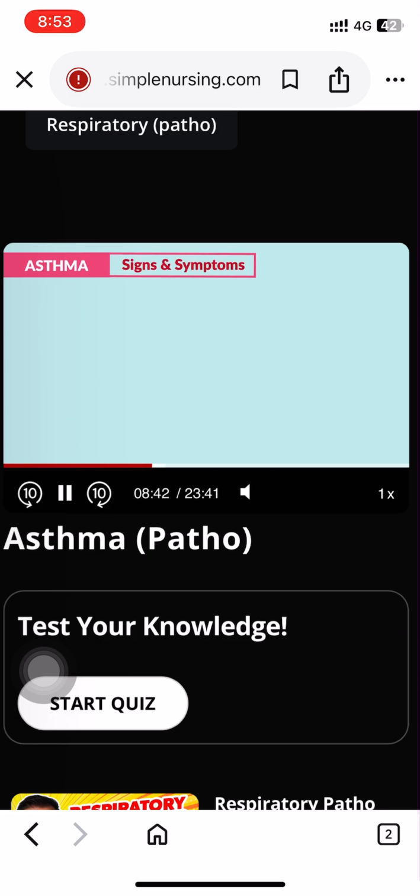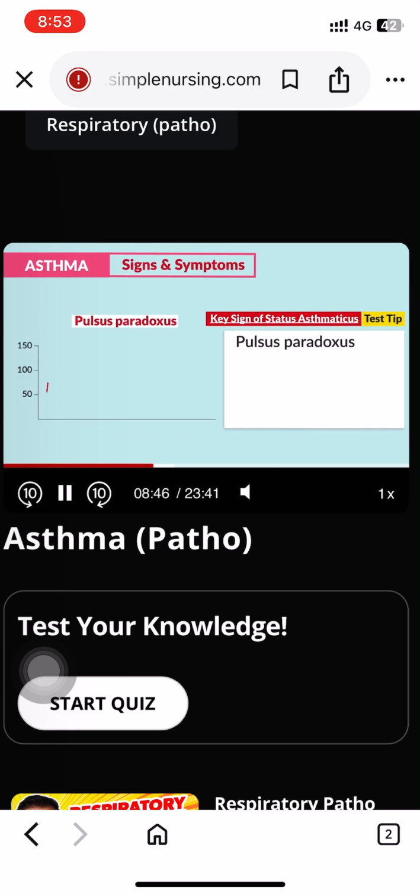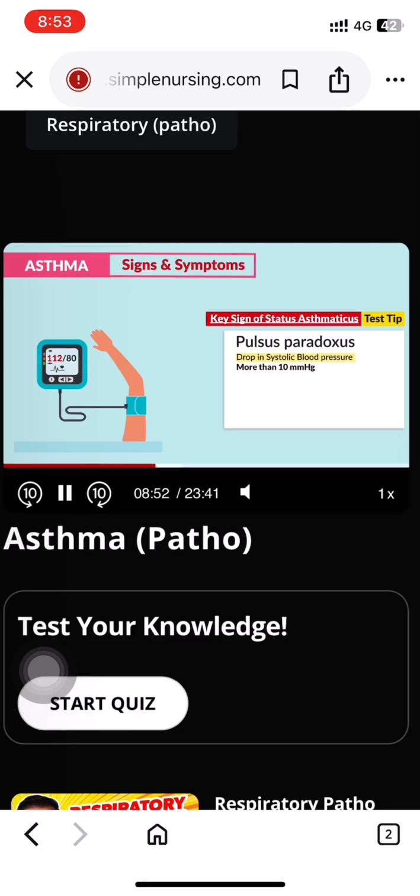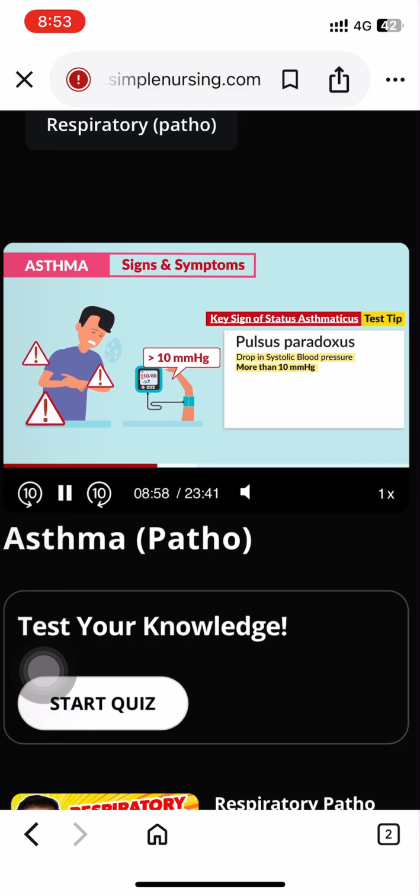Now for another patho side note. A key sign of status asthmaticus is pulsus paradoxus. Big test tip here, so be sure to write this down. We see a drop in systolic blood pressure more than 10 millimeters of mercury. Now this is a huge indicator of the asthmatic emergency, status asthmaticus.